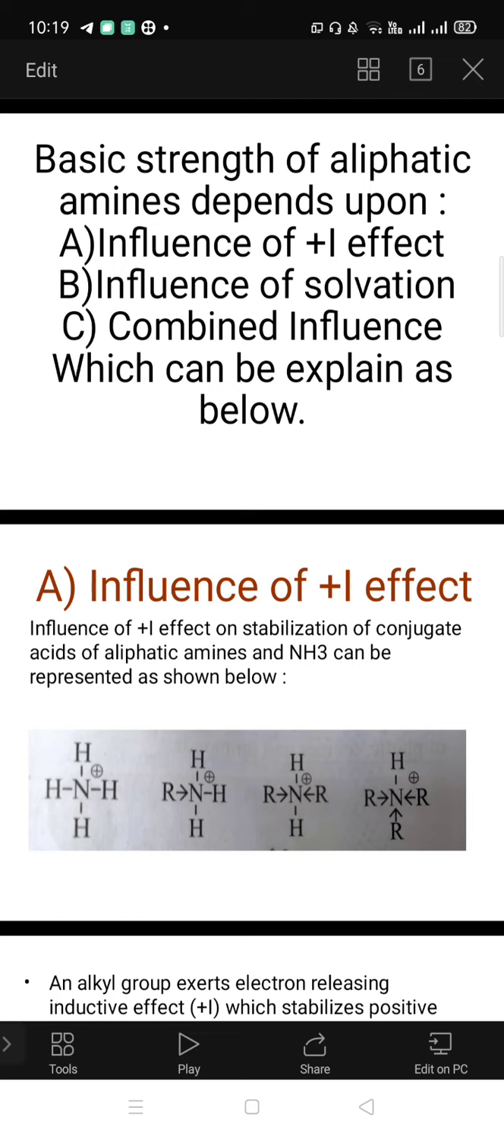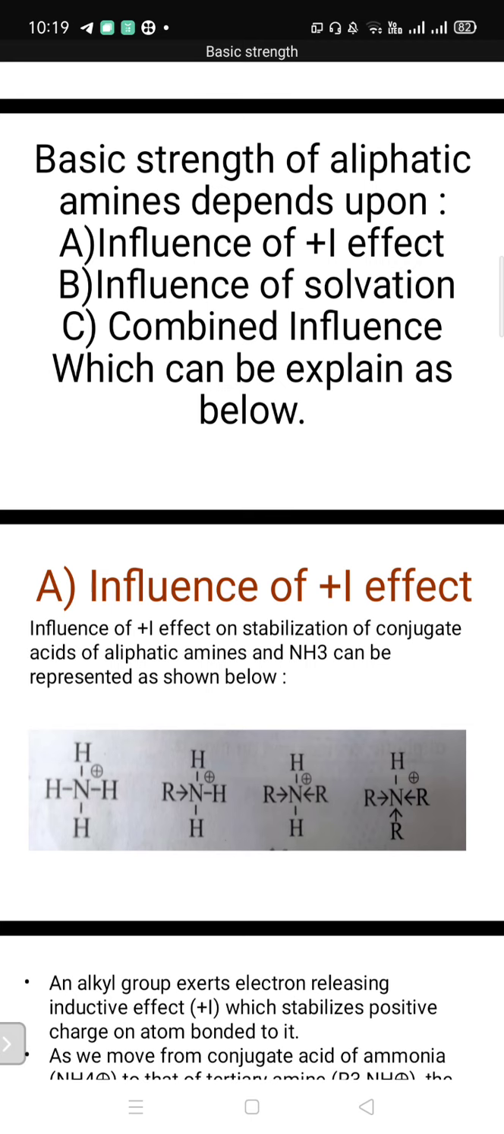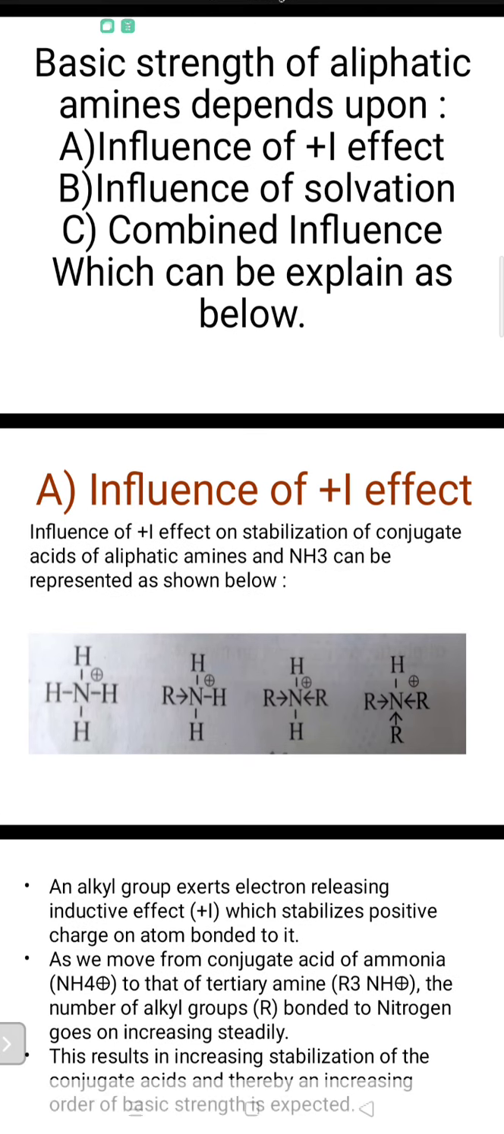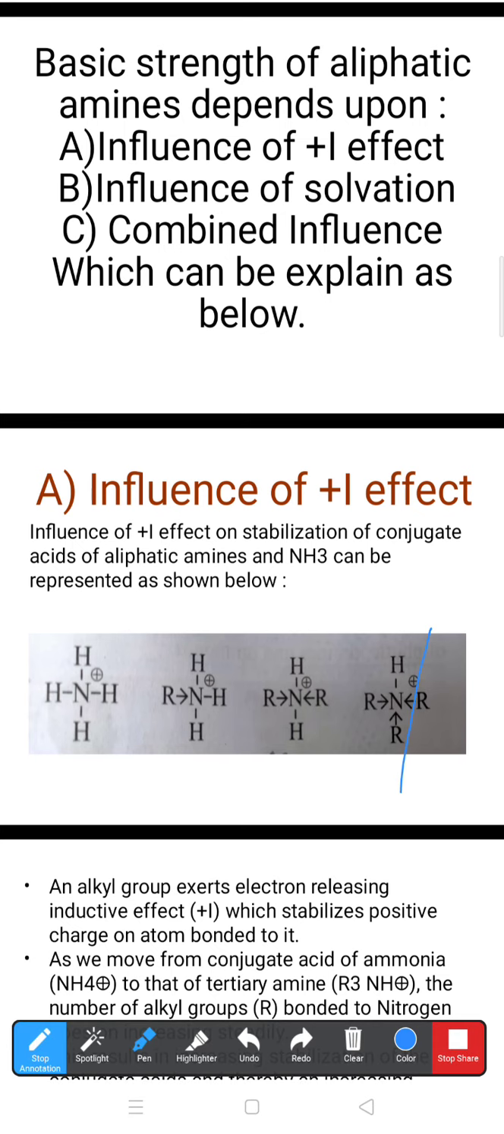Inductive effect is the basic character which indicates the polarization of electrons, and that can be observed in the case of polar bonds. Influence means the role of the inductive effect of the plus I groups. Plus I groups means the groups which are electron donating. That decides the influence of the plus I effect on stabilization of the conjugate acids of aliphatic amines and ammonia, which we can represent as shown below.